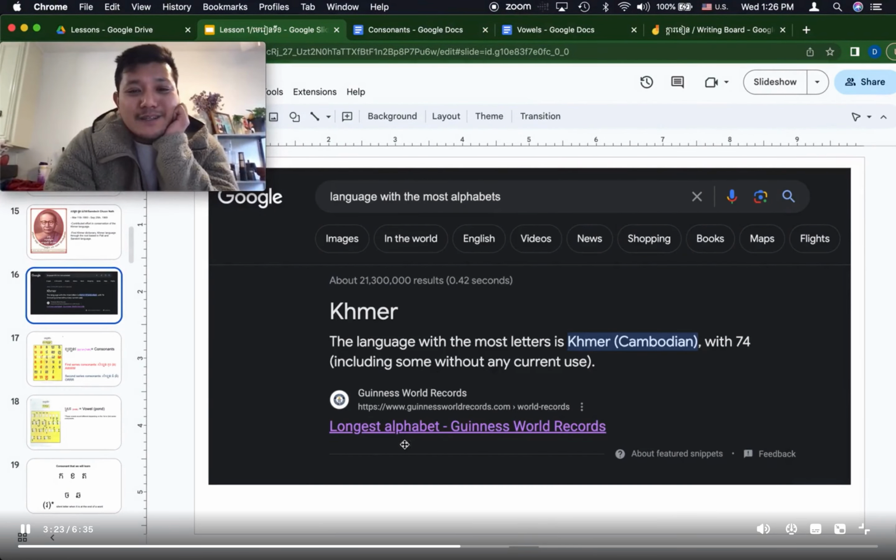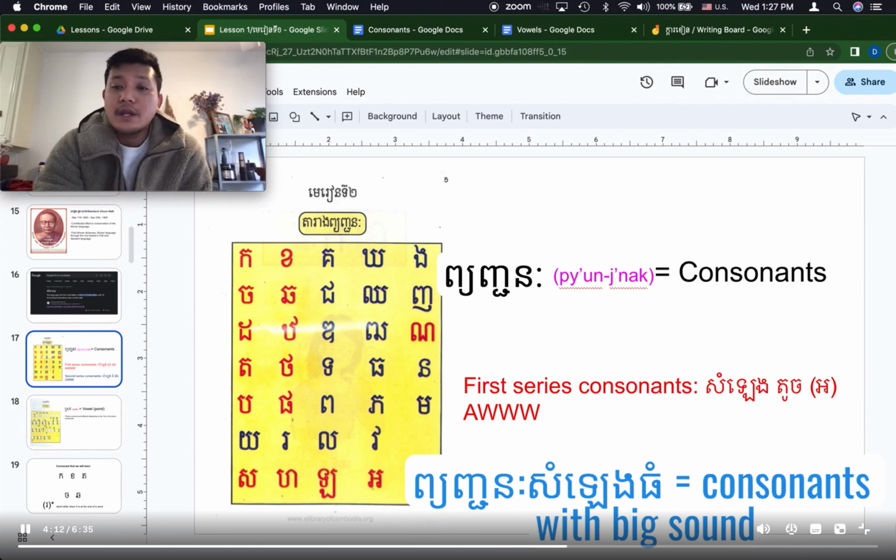And a little bit about how the language works. This is a table of Khmer consonants. Consonants in Khmer are called Pyunjane. And there are 33 consonants in Khmer. And those 33 consonants are divided into two sets. You have your first series consonant. In Khmer, we call those Pyunjane Samling Tod, consonant with small sound. Samling Tod means small sound. And the other one is your second series consonant, your Pyunjane Samling Tom, meaning your consonant that have big sound.